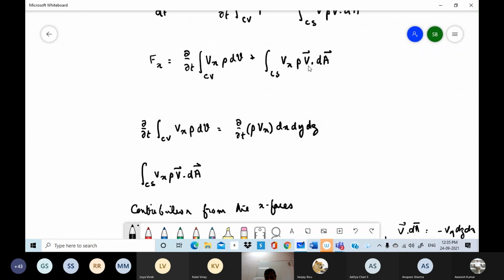Now comes the difference, the V dot dA. The dA for the x face is in the x direction, so that brings in Vx. The dA for the y faces is in the y direction, so that brings in Vy. Similarly, if I consider the z faces, that will bring in Vz.